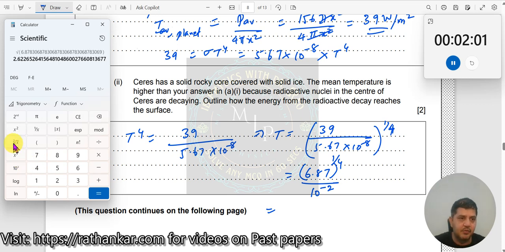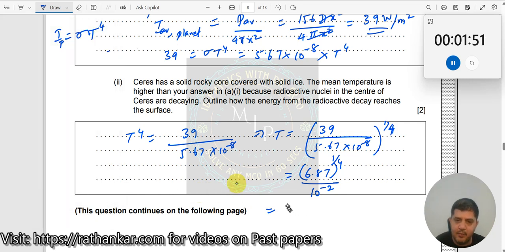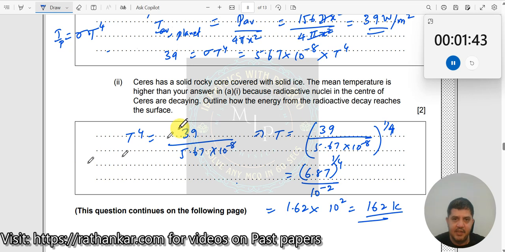I get 2.62. Again I will take the square root. So I have taken the square root 2 times for this, and I'll get 1.619 or 1.62. Therefore I will write this as 1.62. 10 power minus 2 goes upwards, it becomes 10 squared. So this should become 162 Kelvin. So the answer is 162 Kelvin.